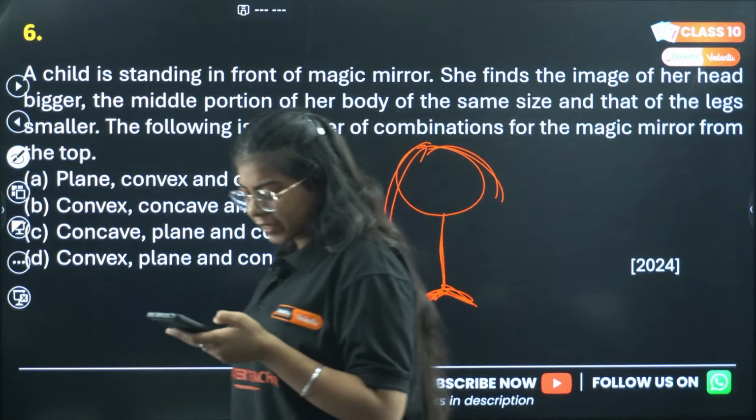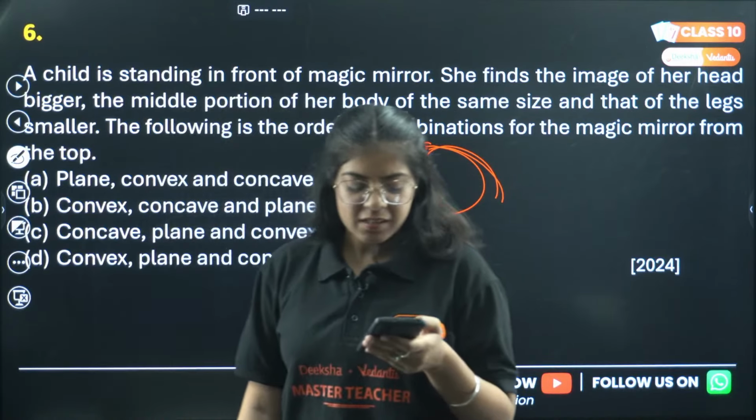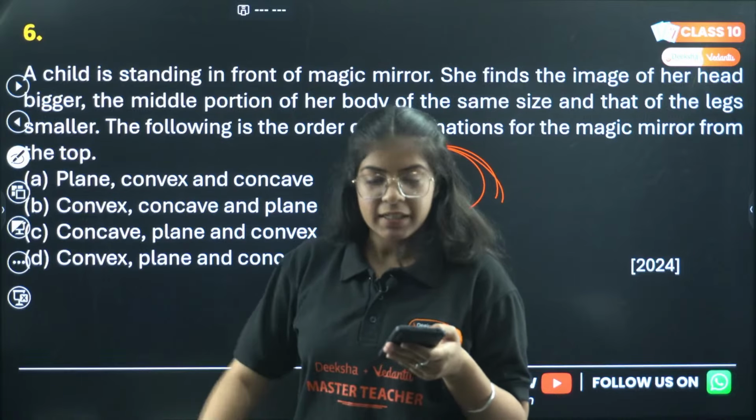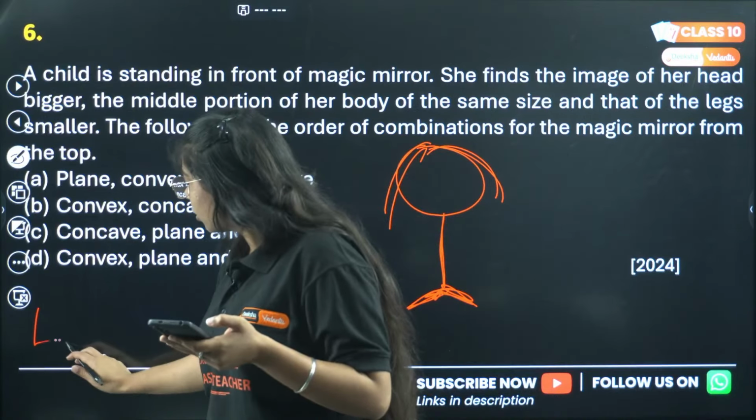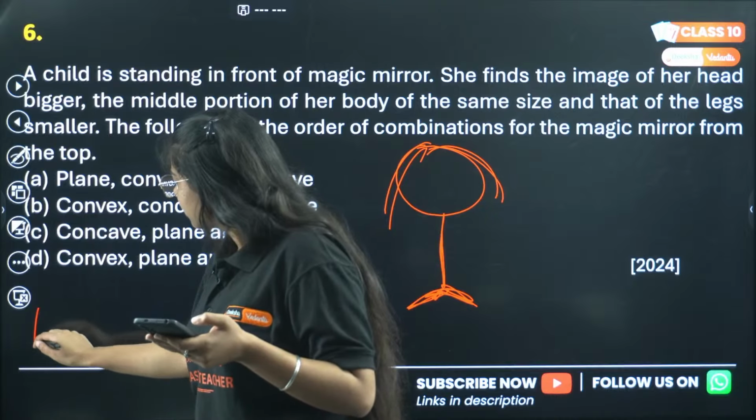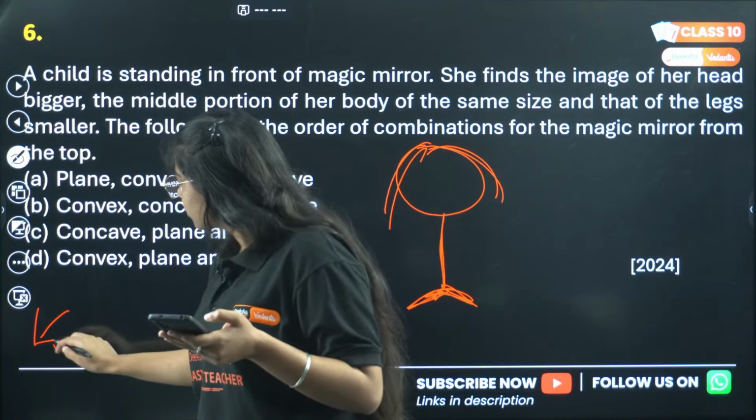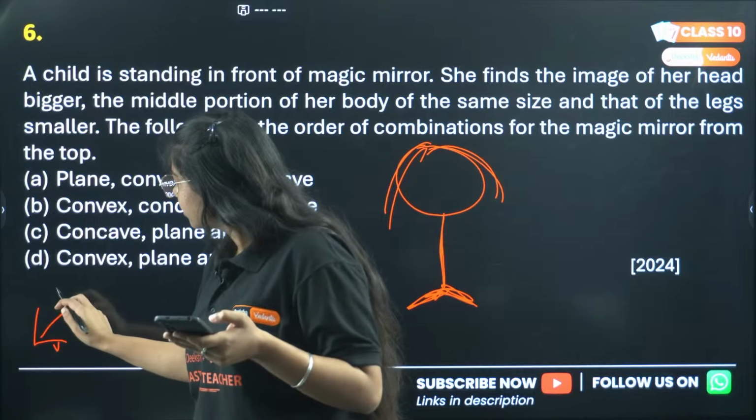Current is linearly related to potential. Yes, V is directly proportional to I. So the graph of current is also linear. So this is our graph for Ohm's law.